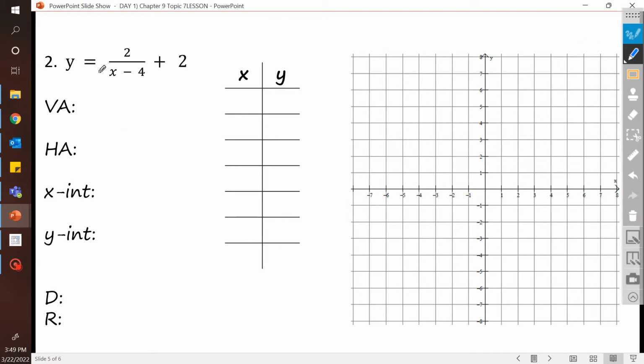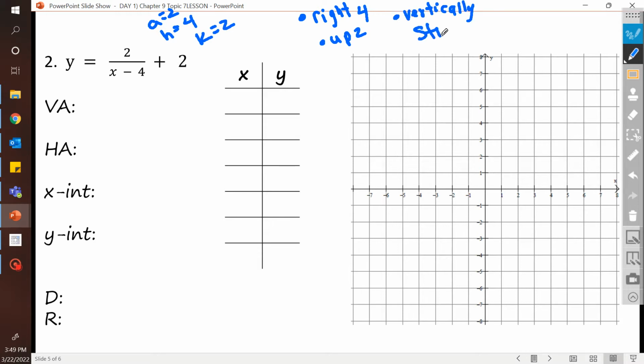All right, next example, y is equal to 2 over x minus 4 plus 2. First of all, I do want to talk about the transformations. The transformations that we're looking at, we actually have a shift to the right by 4. If you look at the a value is 2, the h value is 4, the k value is 2. This is a shift right by 4, up by 2. This is also going to be vertically stretched by a factor of 2.